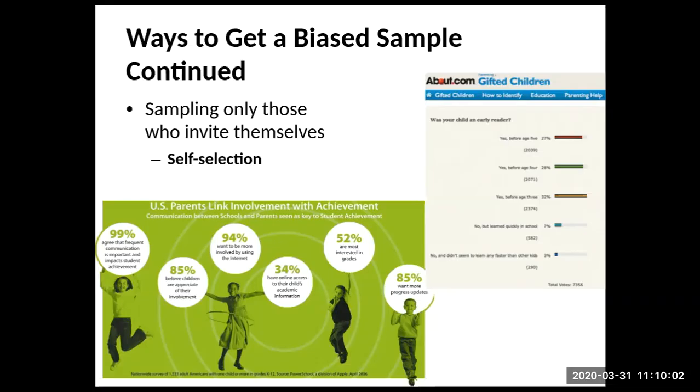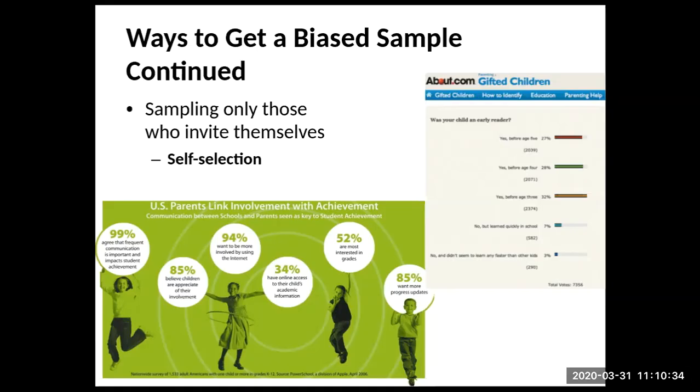85% believe children are appreciative of their involvement in school, of parental involvement. 94% want to be more involved by using the internet. 34% have online access to their children's academic information. Again, there's a lot of people that may not want to. 52% are most interested in grades. 85% want more progress updates. But again, that's 85%, 94%, 99% of the people that have volunteered to take the survey.